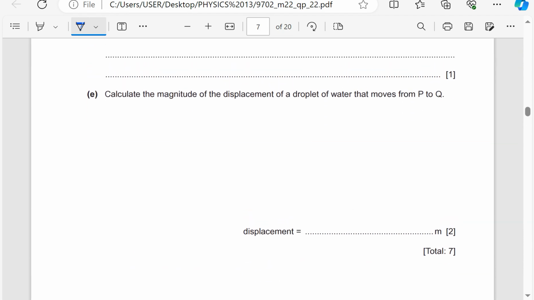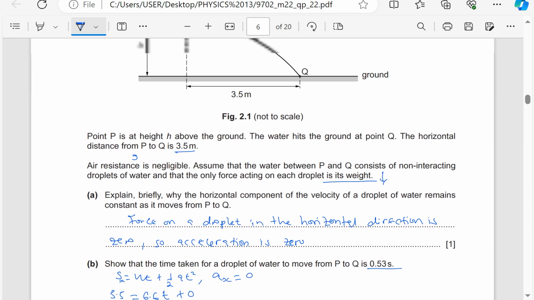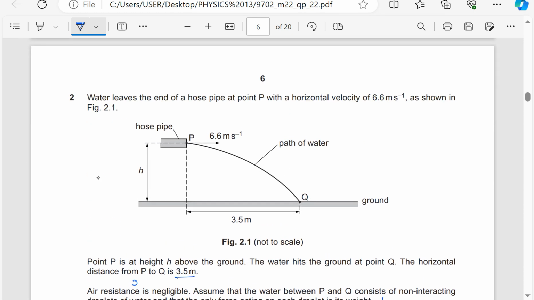Then calculate the magnitude of the displacement of the droplet of water that moves from P to Q. Now, displacement is a vector quantity. So displacement is a vector quantity. The horizontal distance here is 3.5. The vertical distance here, we have got it as 1.4 meters. So the displacement is going to be this one here.